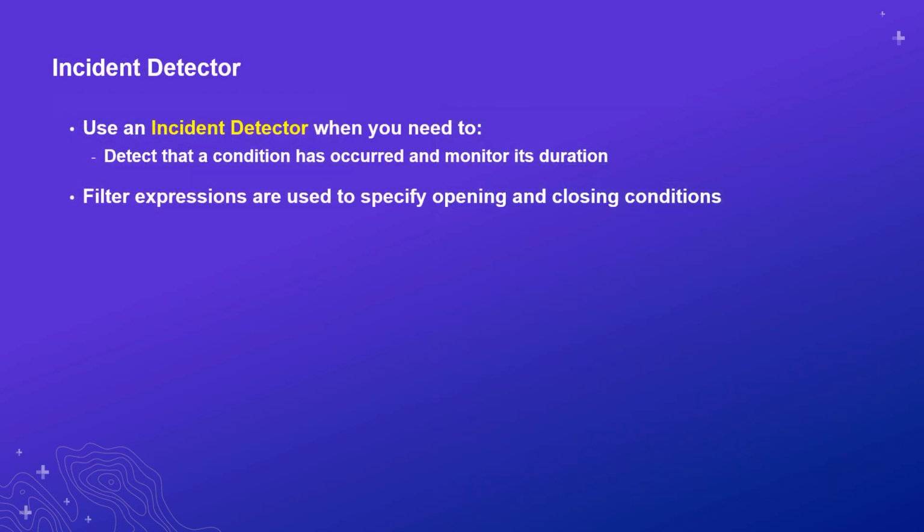An incident detector is one of the monitoring processors. It is more complicated than a field calculator or field mapper, but it provides a powerful capability. It can recognize when data satisfies a specified condition and track how long that condition is satisfied by looking at additional event records as they are received. You'll want to use an incident detector when you care both that a condition has been observed and want to monitor how long that condition remains in effect.